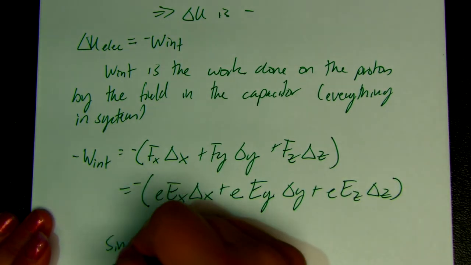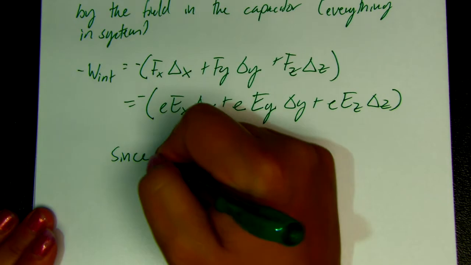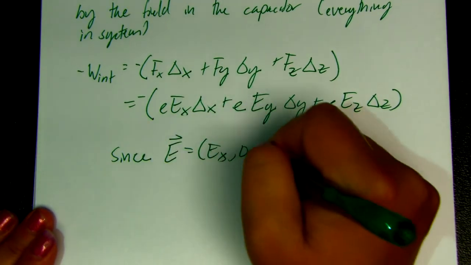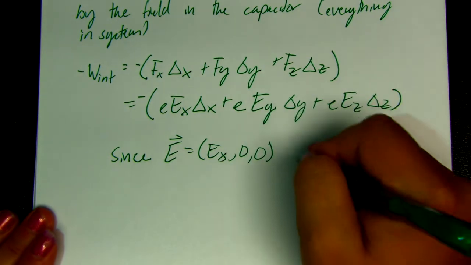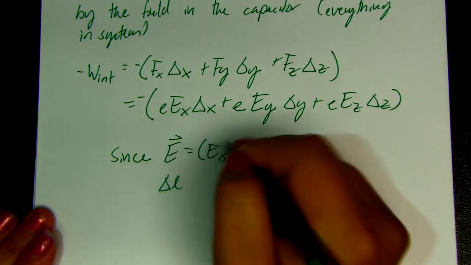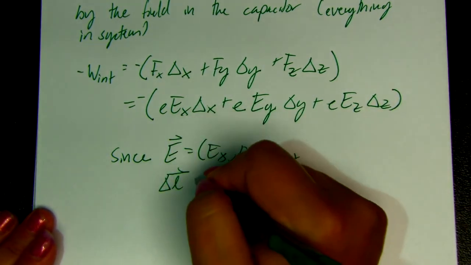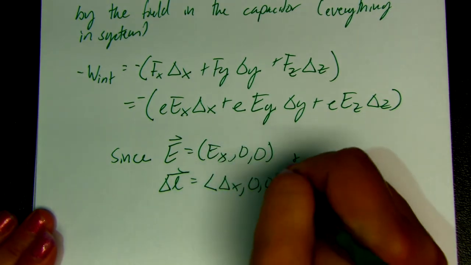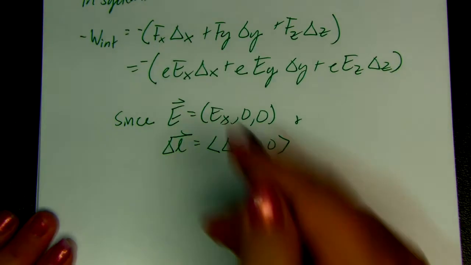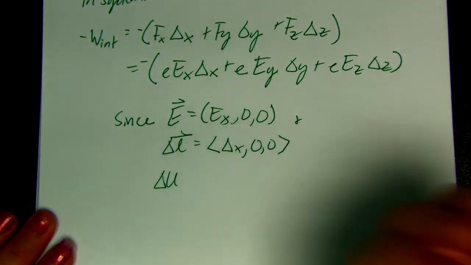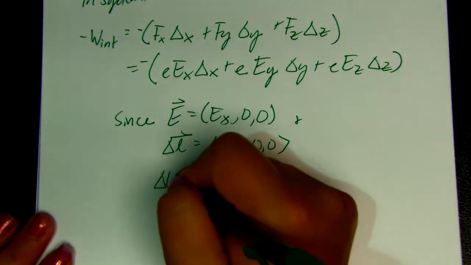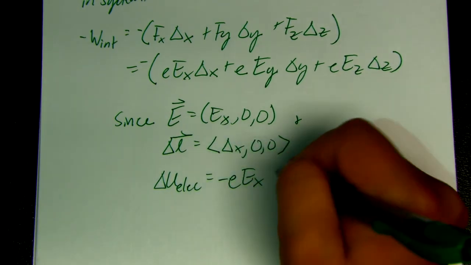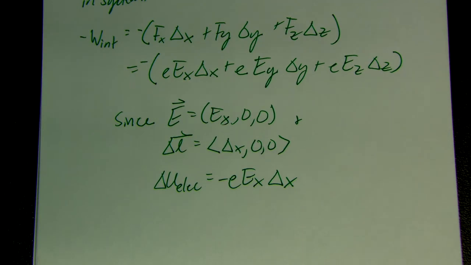And since we're in a capacitor, and so our electric field is just in x, and our change of distance is also just in x, we can just say that the change in potential energy, let's just make this super easy, is going to be minus E sub x delta x.